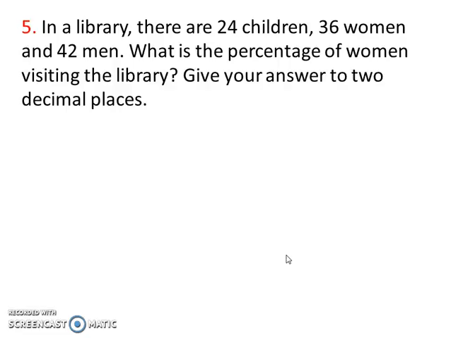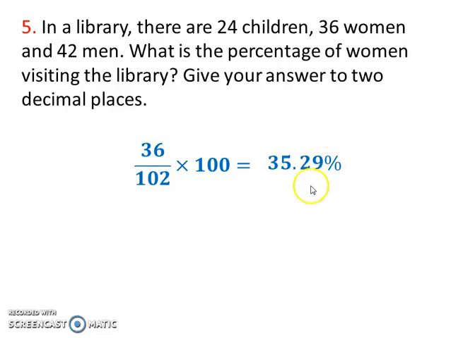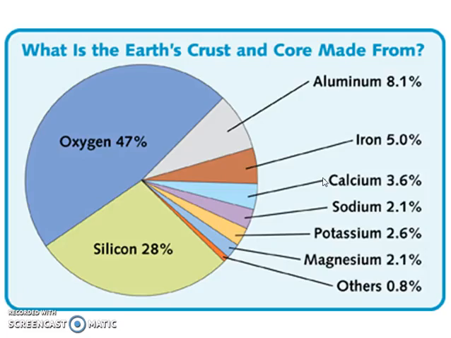In a library, you've got children, women and men that have come through. What percentage of women had visited the library at this particular time? Giving you answers to 2 decimal places. Okay, so you've got 36 women. When you add up the 24, 36 and 42, you should get 102. Times it by 100 to turn it into a percentage. And then round your answer to 2 decimal places.